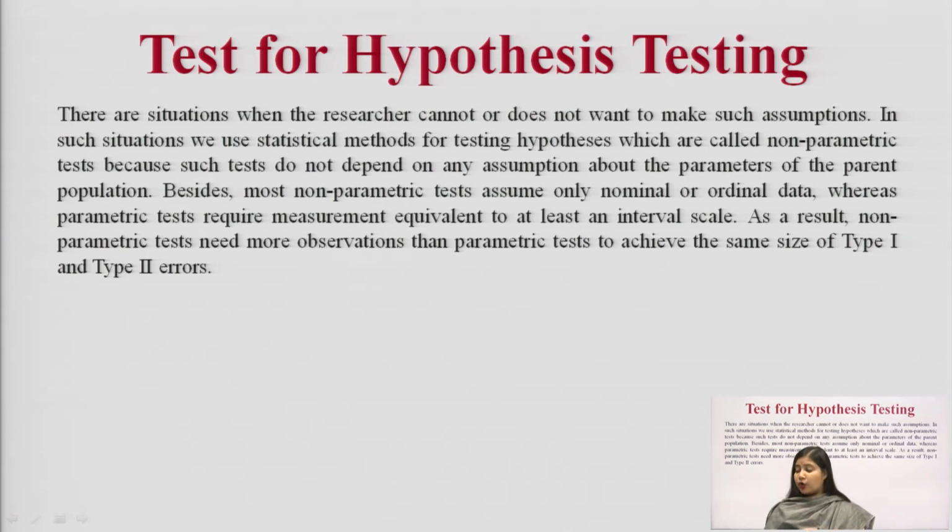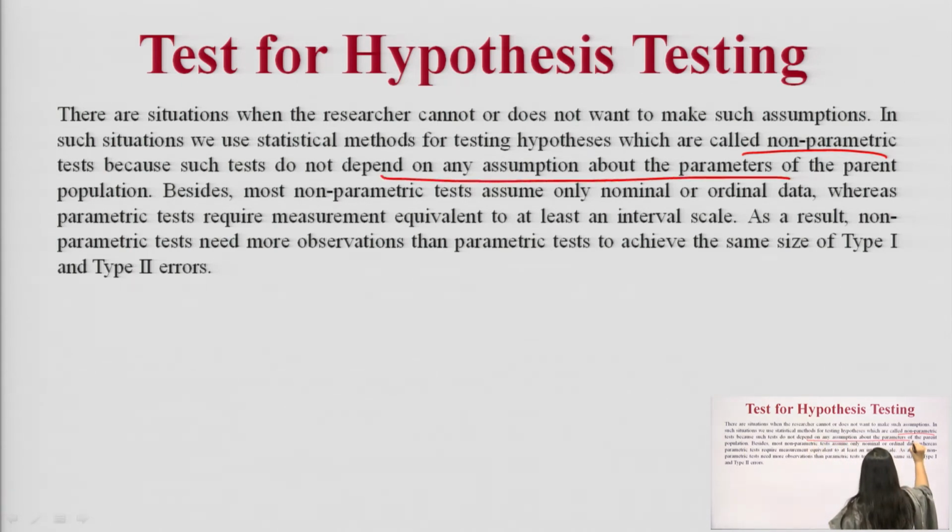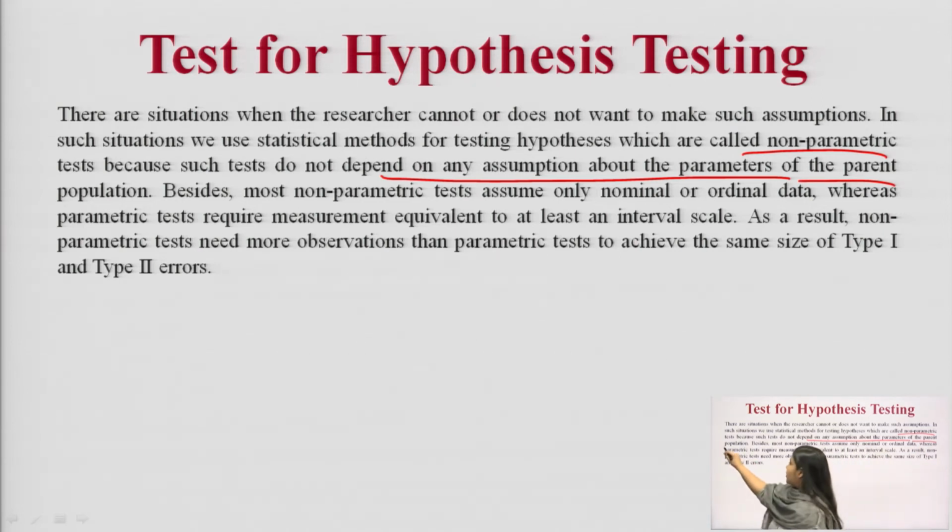But when you do not want to make assumptions, in this situation we use a statistical method of testing which is called a non-parametric test, because such a test does not depend upon any assumption about the parameters of the parent population. Means in the parametric test we basically make certain parameters, and in a non-parametric test we do not make parameters drawn from the parent population.